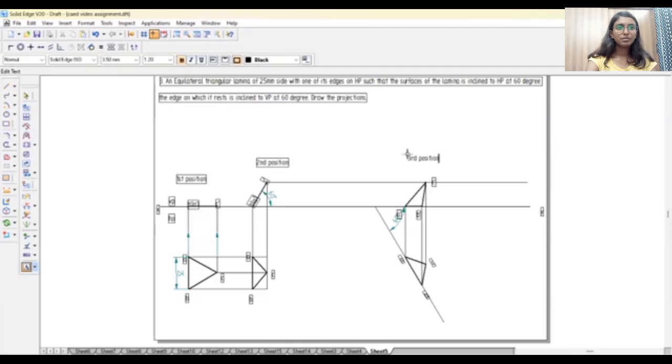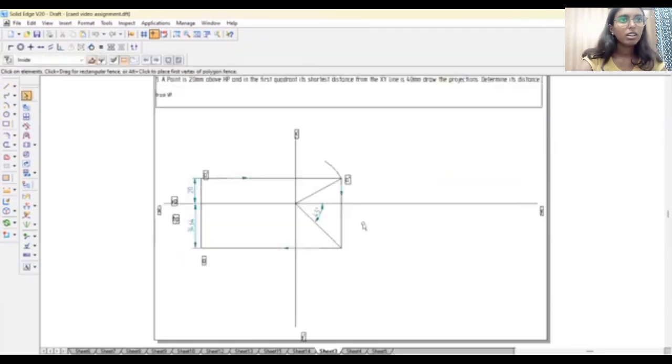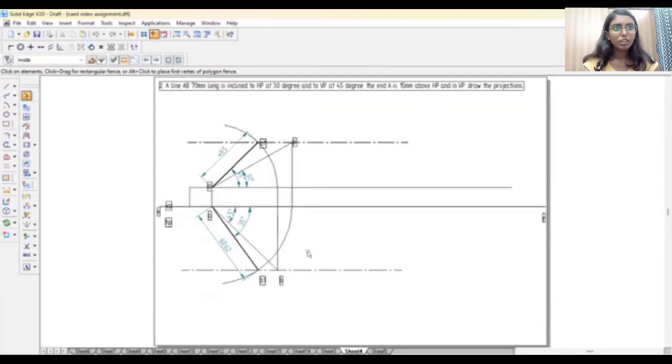And now C and C dash are intersecting over here, so C dash. Now take the thickness of 0.5.